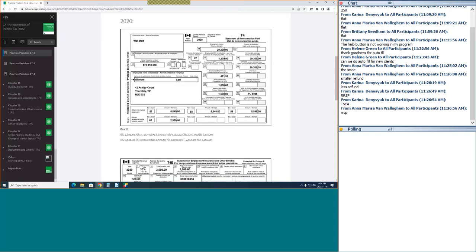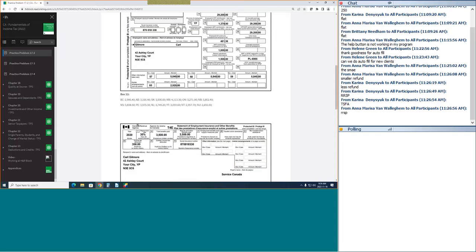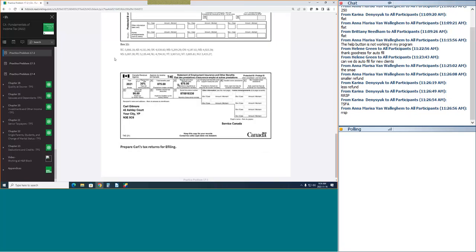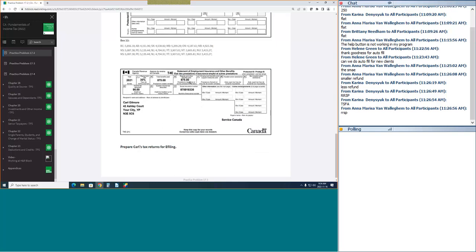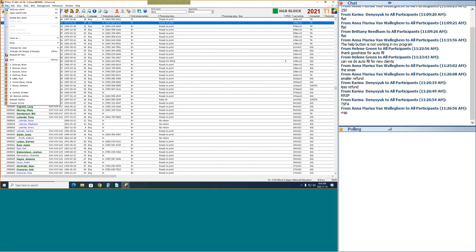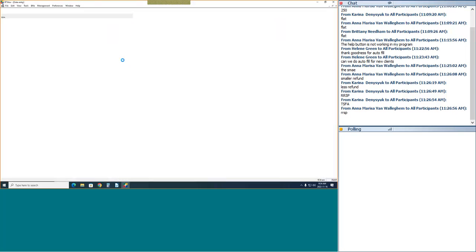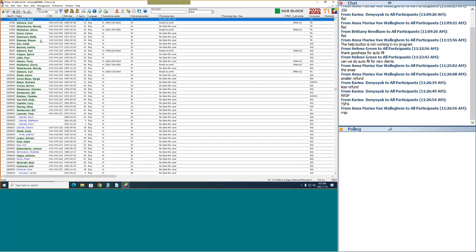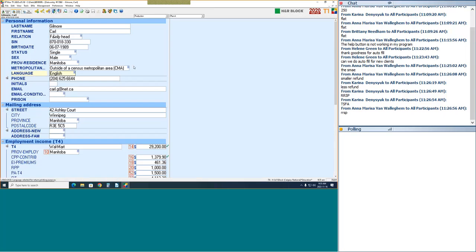So we have Walmart for 2020 and a T4E for 2020. Then we have a T4 for a Megamart in 2021, and we have a T4E in 2021. I'm going to take a look at both of his years now. I'm going to go look at the old year first. I'm going to change the tax year, go into 2020, make sure that I'm in 2020 on the right side. I'm going to find my Carl Gilmore file.